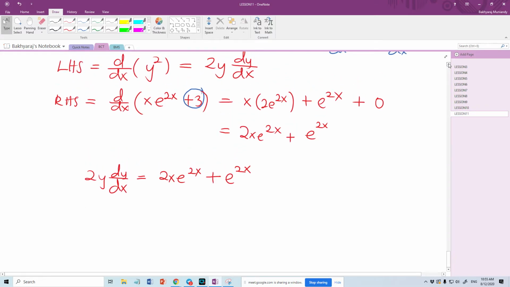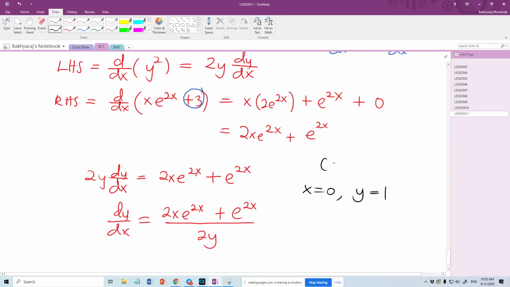So dy dx actually equals to what? Yeah, correct. 2x exponent 2x plus exponent 2x divided by 2y. Okay, kita dapat jawapan ni equals to 2y. Okay, now what is your coordinate? Apa coordinate kita? Yeah, correct. So you have x equals to 0 and y equals to 1. Okay, 0, 1. So kita dapat x equals to 0, y equals to 1.